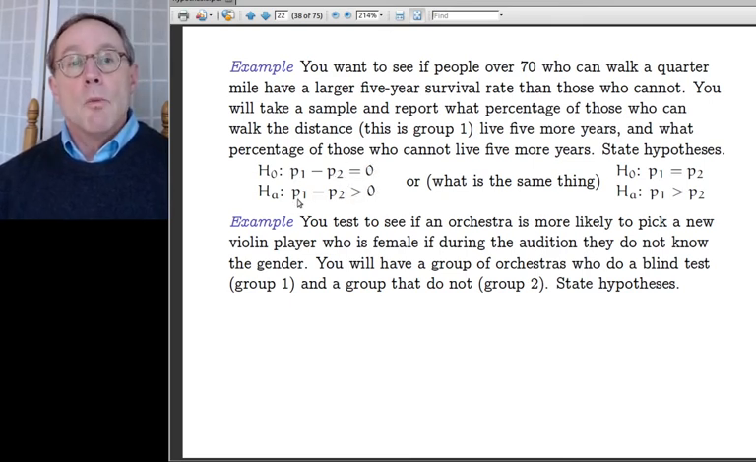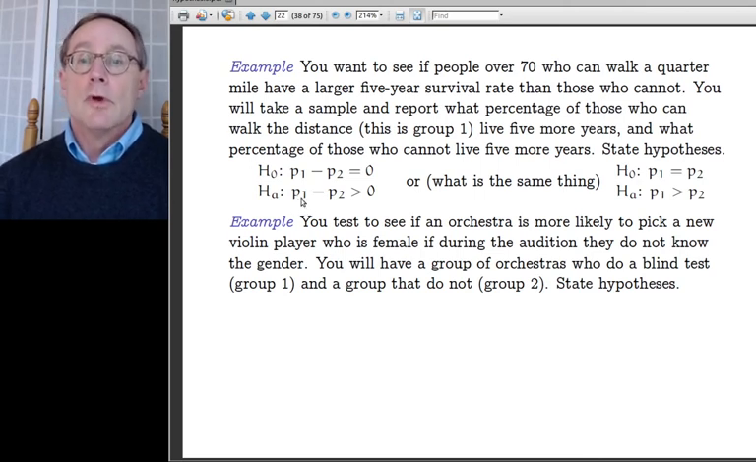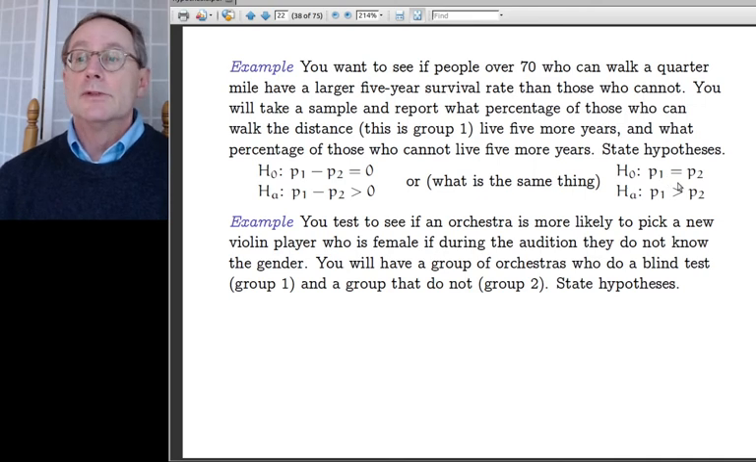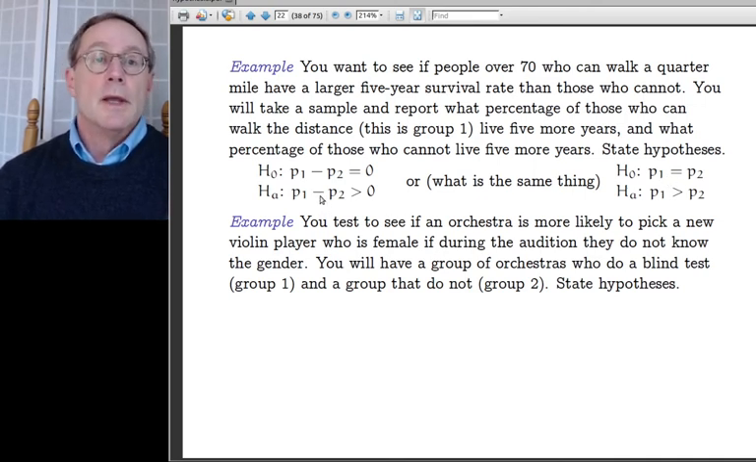HA is that being able to walk a quarter mile does make you more likely to live 5 more years. So if you can walk a quarter mile, the percentage of people who live 5 more years will be bigger than the percentage of people who can't walk a quarter mile and live 5 more years. And again, I like it this way, but algebraically it's exactly the same as the other way. You'll see it the other way sometimes. I like it this way. Anyway, I should show you both just to make sure you've seen them both.